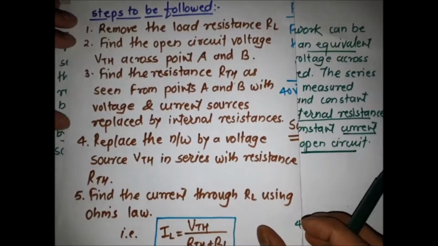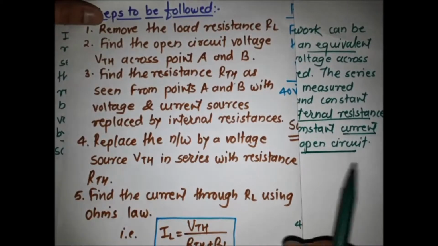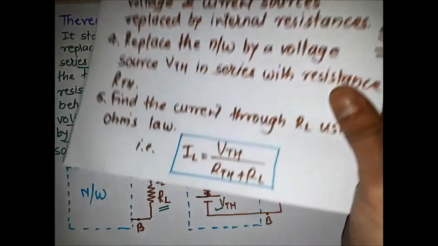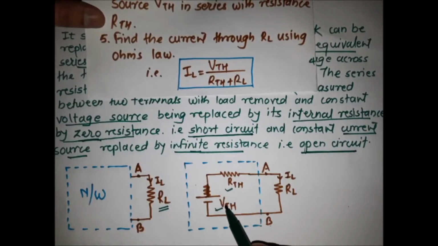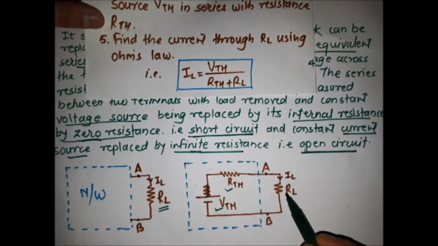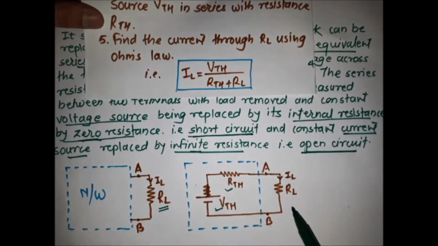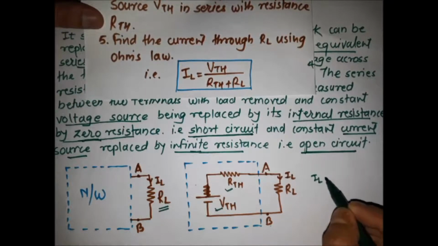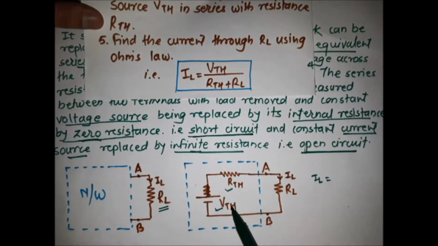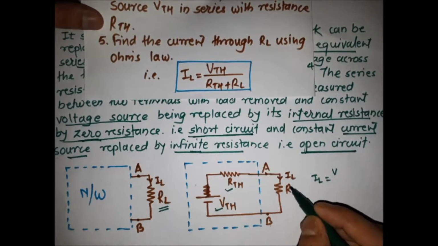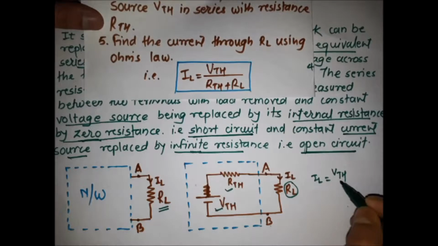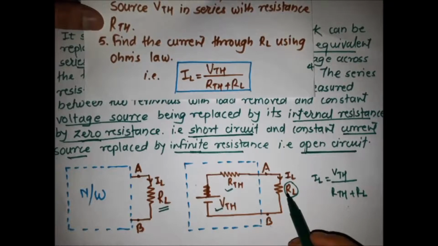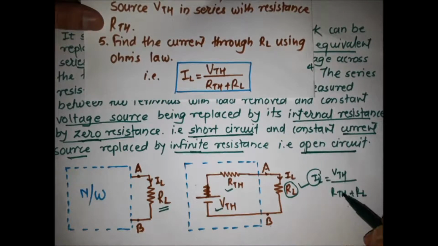As you have seen here, when we replace the circuit with the VTH, RTH and the RL, both of them are in series. So for finding the IL, we apply Ohm's law here. Only one voltage source is there, VTH. IL means the current flowing through the load resistance. It is VTH divided by RTH plus RL, because RTH and RL are in series. So for finding the IL, we use this formula, VTH upon RTH plus RL, at the end of the problem.